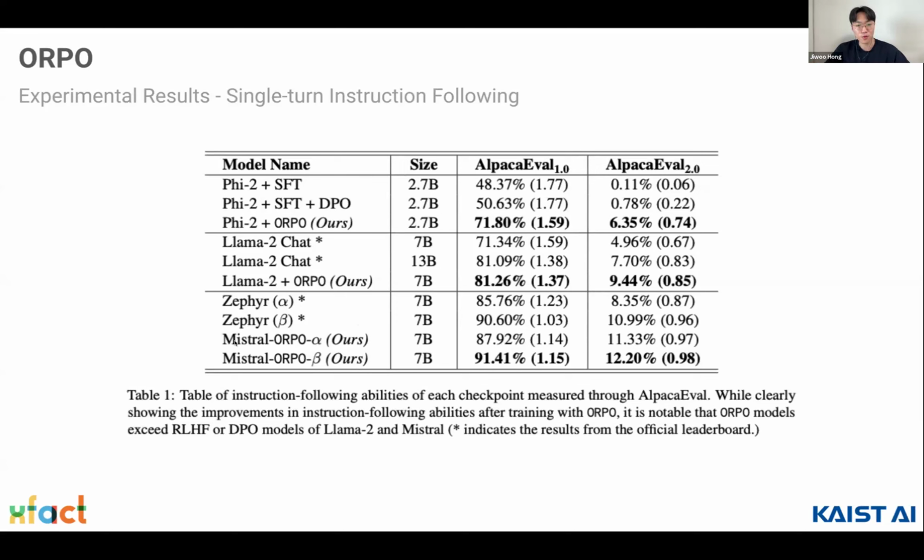And for our ORPO Alpha and Beta, they use the Ultra Feedback, but for the Alpha model, it uses the same Ultra Feedback with the Zephyr Beta. However, for Mistral ORPO Beta, it is using the clean version of Ultra Feedback made by the Argilla IO. So it is kind of difference in the use of different preference data, and I'll discuss the importance of this data quality in the following slides.